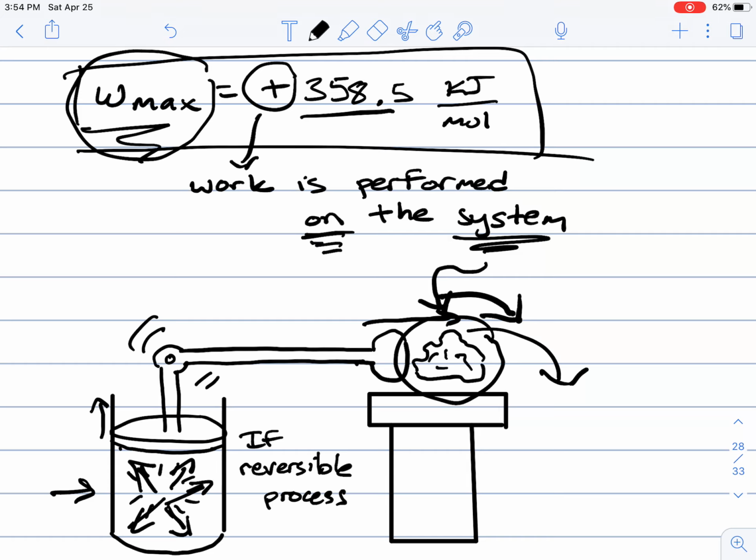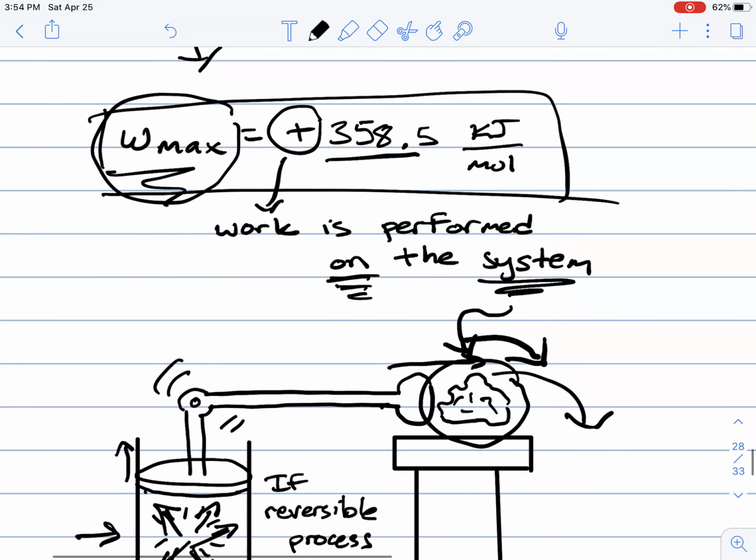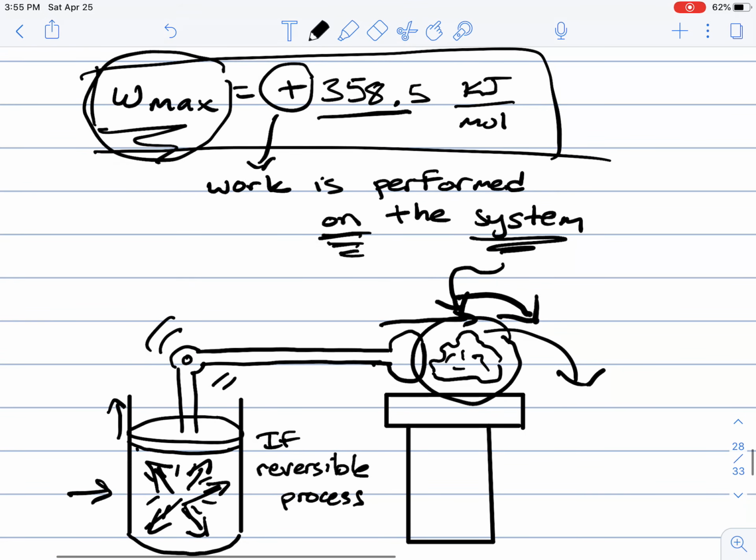And so if we maintained a negative value, then that's telling us that work is being performed by the system, which in this case, is under a different perspective. And so the maximum amount of work is typically a positive value that we want to report because we're indicating how much work, in terms of energy units, is going to be performed on the system.